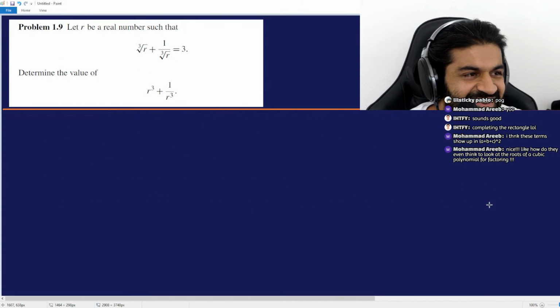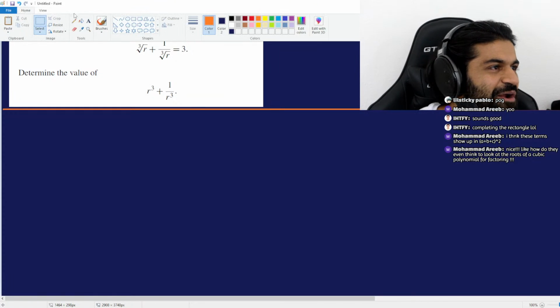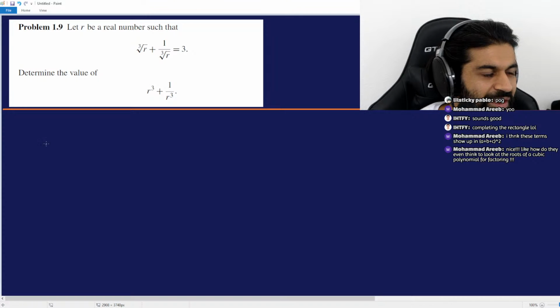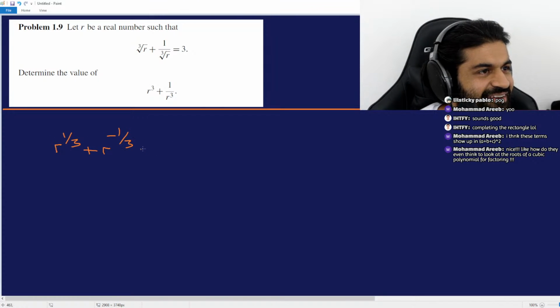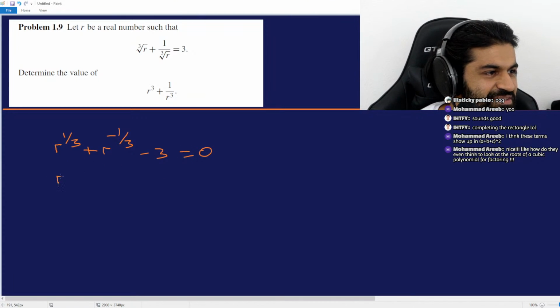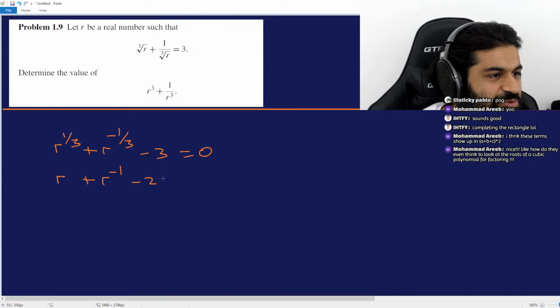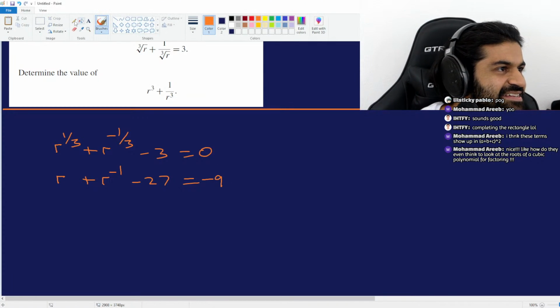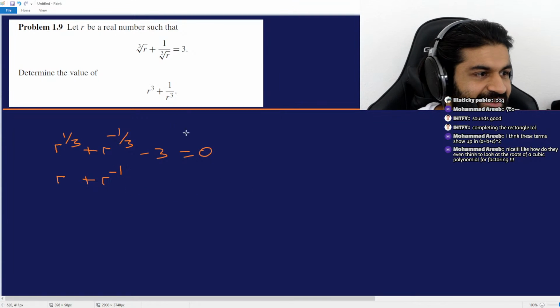Okay, so now we can use that here and solve this problem very quickly. So for example, we have here that r to the 1/3 plus r to the negative 1/3 minus 3 is 0, which means the sum of their cubes is going to equal 3abc. So this is going to tell you r plus r to the negative 1 minus 27 is going to equal negative 9, which immediately tells me that this is going to equal 18.